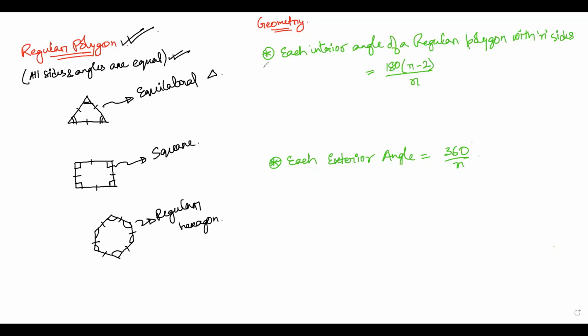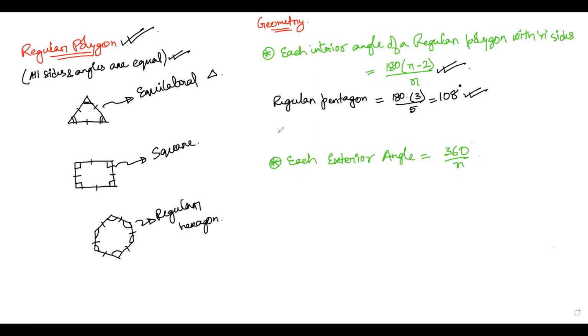Now, since the sum of all the interior angles of a polygon with n sides is given by 180 into n minus 2, for a regular polygon where all the sides and angles are equal, each interior angle of a regular polygon with n sides can be written as 180 into n minus 2 upon n. So for a regular pentagon, each angle would be 180 into 5 minus 2, that is 3 upon 5, which would give us 108 degrees. That is, each angle of a regular pentagon would be 108 degrees.